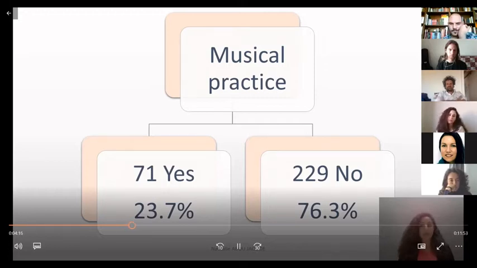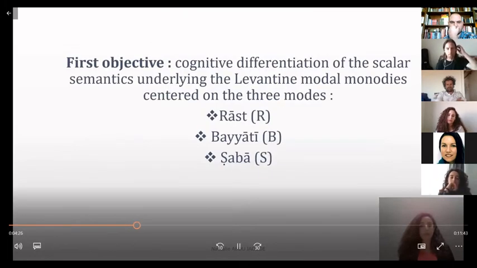Even so, 23.7% of them practiced an Occidental music instrument, such as piano, guitar, or violin, or an Oriental percussion instrument. We will show the results below of the cognitive differentiation of the scalar semantics underlying the Levantine modal monodies centered on the three modes, Rast, Bayati, and Saba. The results of the first three tests were collected in a table of frequencies and percentages, analyzing one correct answer to each subtest. Children and early adolescents should distinguish if a musical excerpt belongs to a given mode in which the intervals of the scale have changed. The objective remains to verify the perceptual capabilities that evolve with age while considering modal changes.